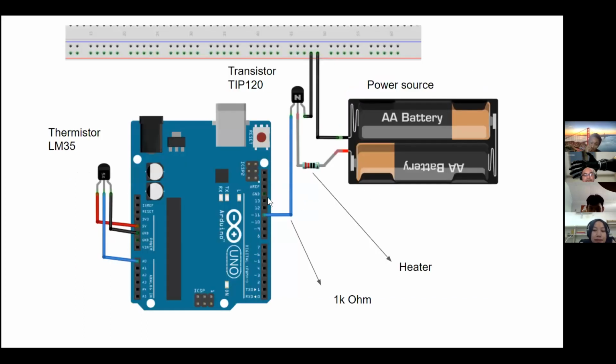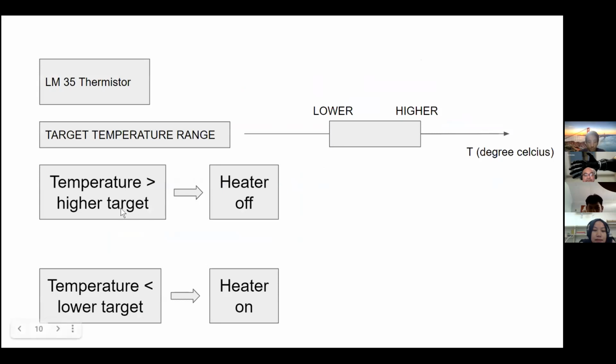Okay, proposed design. So this part is the heater and this part is the switch of the heater, and the thermistor will calculate the heat. When the current temperature is higher than the target temperature, the heater will go off. But if the temperature is lower than the lower target, then the heater will go on. I think that's it.